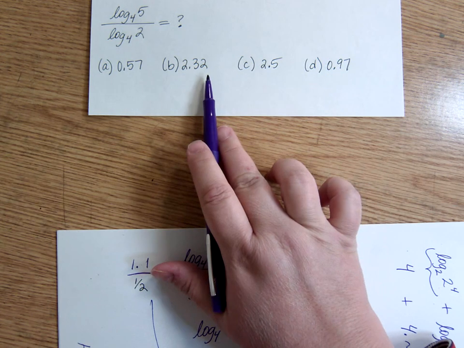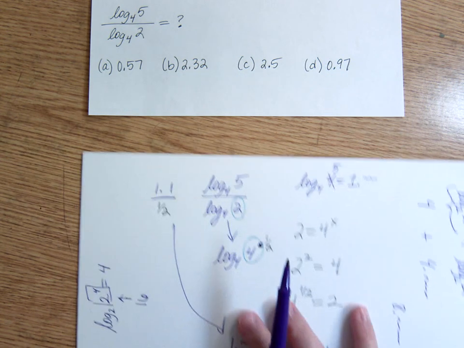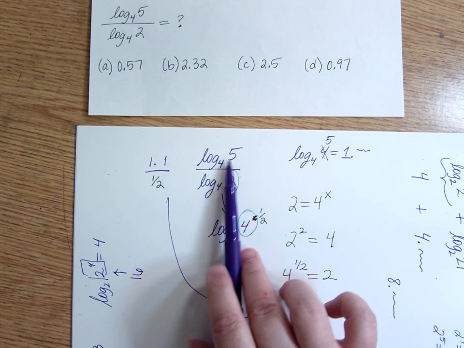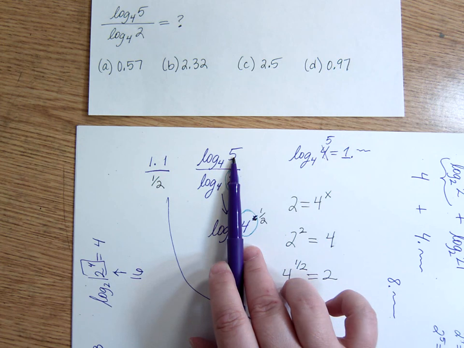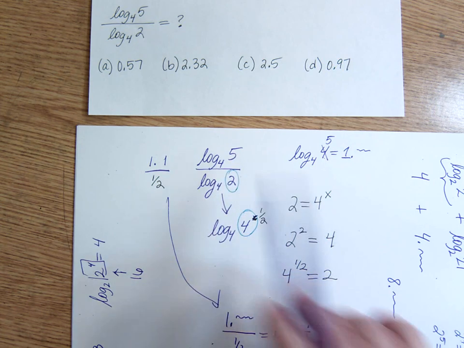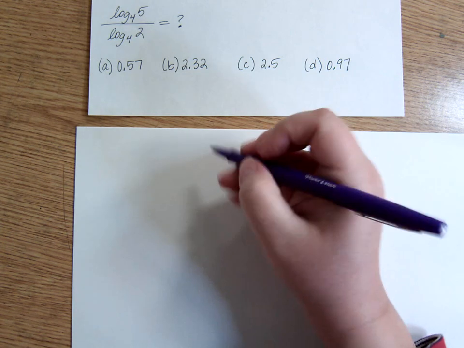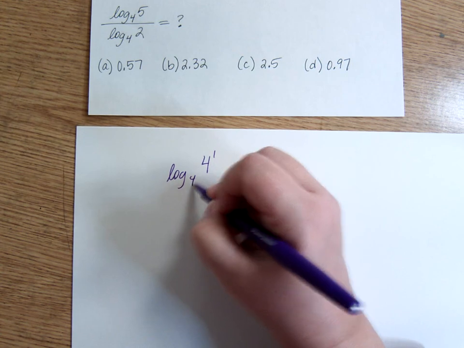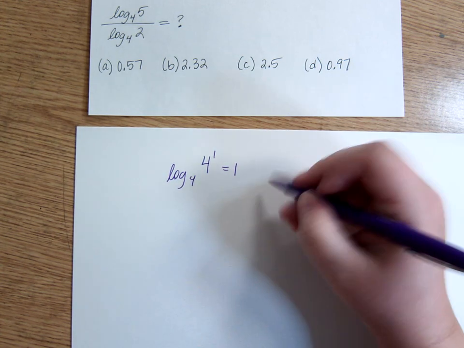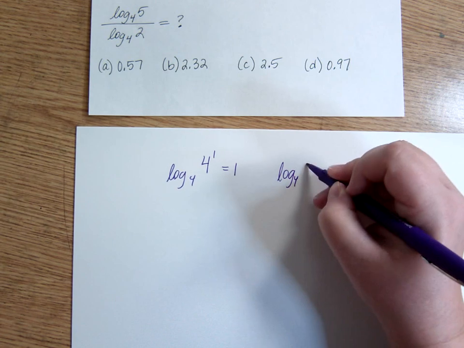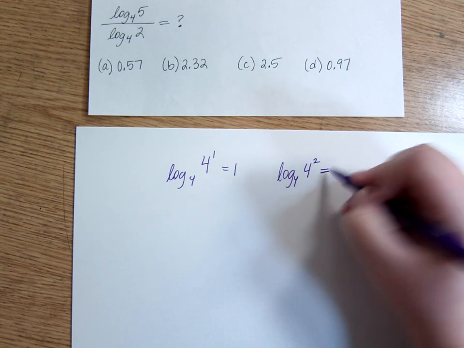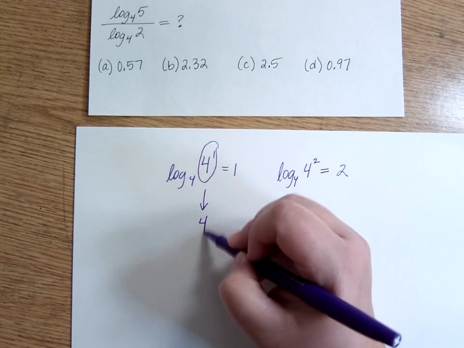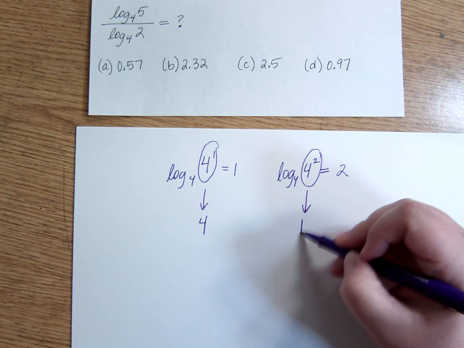Now we have two 2 point somethings here. So let's get a little bit more specific. We said that it should be just a little bit bigger than that, because log base 4 of 4 to the 1st, 4 to the 1st, that's going to be 1. Log base 4 of 4 to the 2nd is 2. 4 to the 1st is 4. 4 to the 2nd is 16.